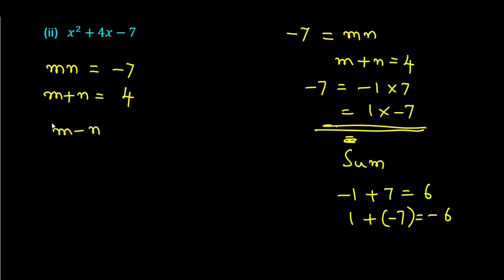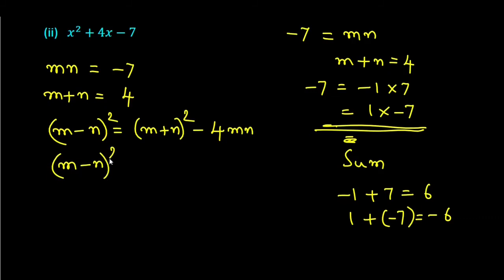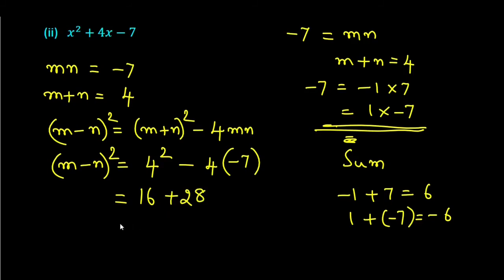(m minus n) whole square is equal to (m plus n) whole square minus 4mn. So (m minus n) whole square is equal to, m plus n is 4, so 4 square minus 4 into mn, which is minus 7. So minus 4 into minus 7. This becomes 4 square is 16, minus 4 into minus 7 is plus 28. This is equal to 44.